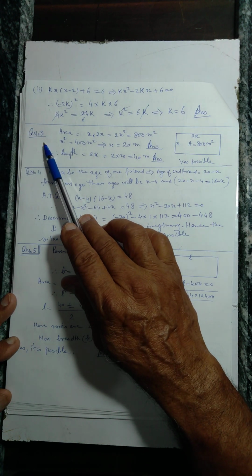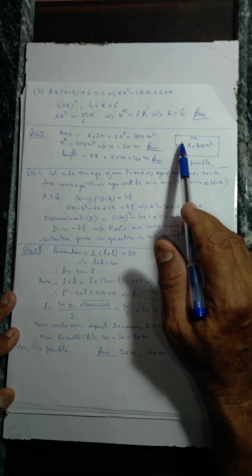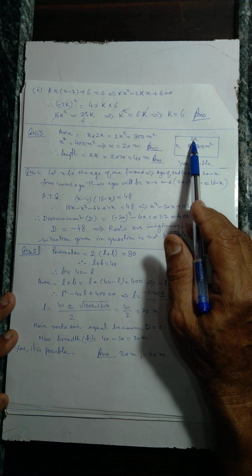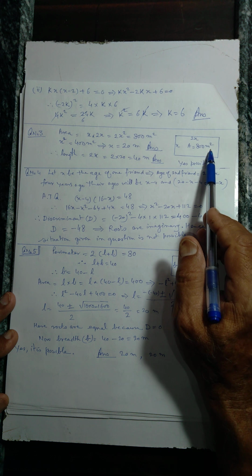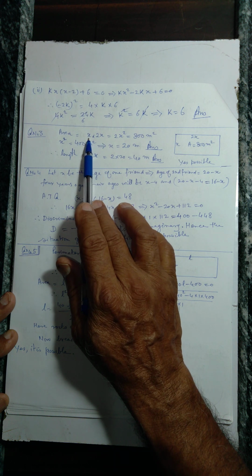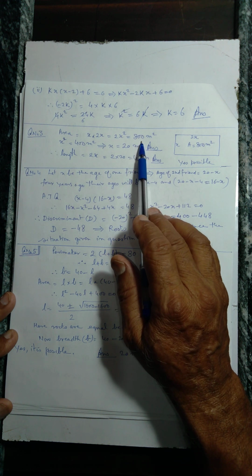Now proceed to question number 3. You see, question number 3 states: is it possible to design a rectangular mango grove whose length is twice its breadth and the area is 800 square meter? If so, find its length and breadth. You see, I have drawn the figure of the rectangular plot, where x is the breadth, so length will be twice x, and area is given as 800 square meters. So the area is equal to breadth into length, so x into twice x, that will be 2x square, and it is equal to 800 square meters.